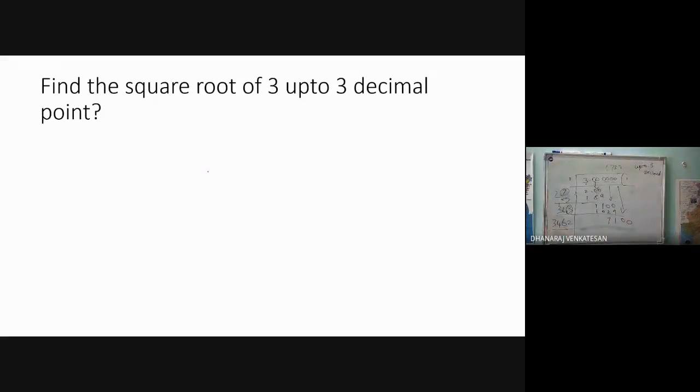If you multiply with 2, it keeps on going. These are the values I have found: 1, 2, 1.73. Here I choose 2. I got the 3 decimal values for the number 3. The square root of this number is 1.732 with 3 decimal values.